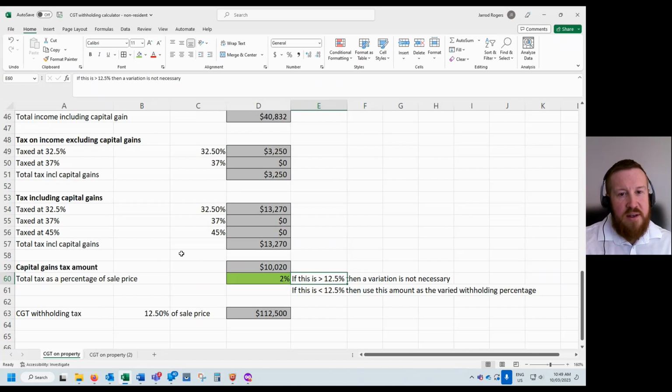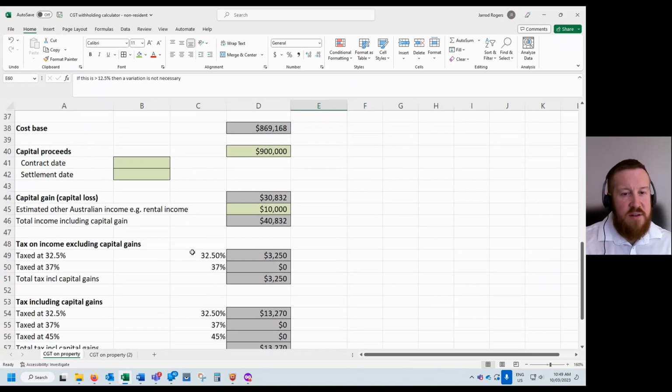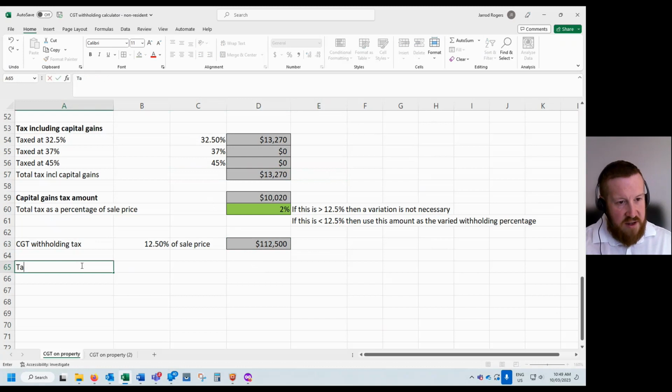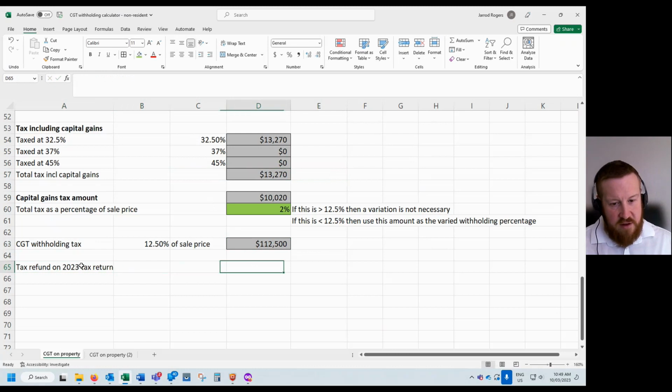What about for the lower capital gain? There's two ways to do this. You can choose to do a variation, or you can just pay the tax. Let's say we pay the tax. So we've paid $112,500 of tax at the time of sale. We end up with a tax bill, including capital gains and rent, of $13,000. So we're going to end up with a tax refund on the 2023 tax return, which will be $99,000. And so you just need to wait until, at the earliest, July 2023 to lodge your return and get the excess back.